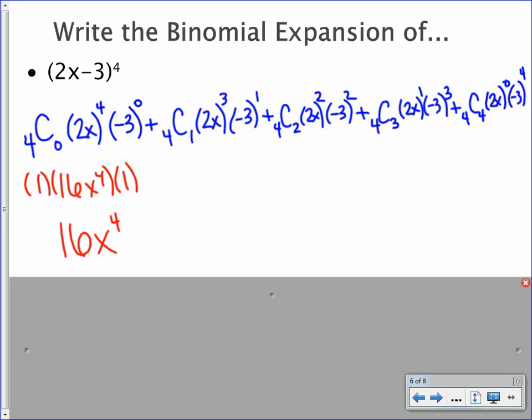Okay, let's move to our second term. 4 combinations of 1 times 2x, the quantity cubed. 8x cubed times negative 3 to the first. Negative 3. So what do we have? What's our second term? Negative 96x cubed. Okay. Our third term, we start out with 4 combinations of 2.